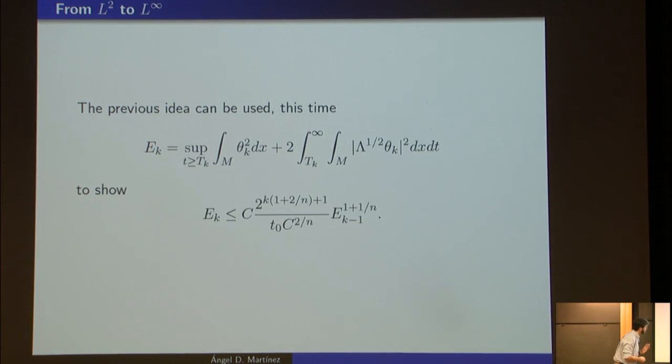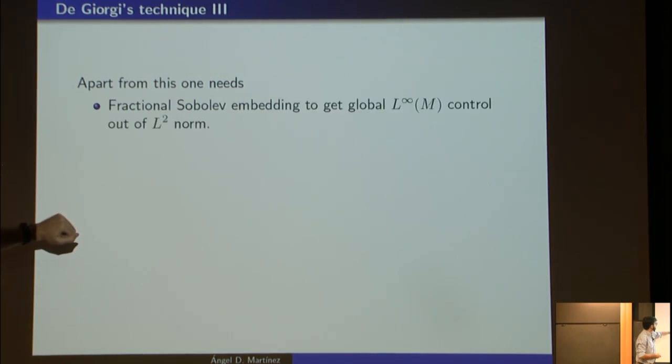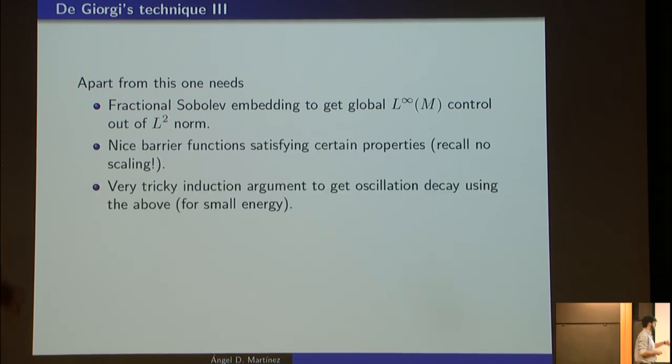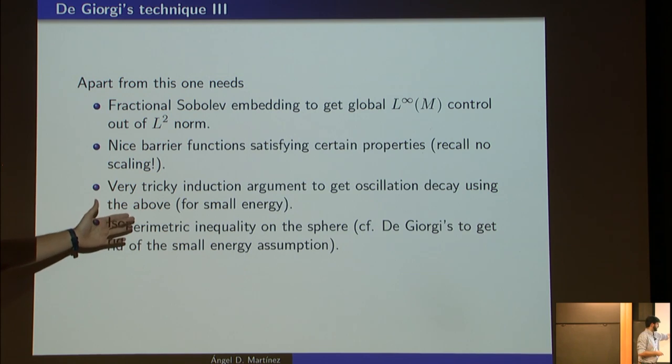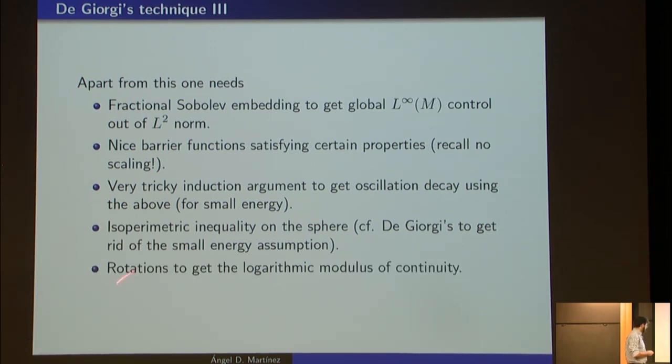Okay. So let me go to a little bit more difficult version, which is using this, and I think I included a slide here. Apparently I didn't include that. So now you can use the fractional embedding, barrier functions, some induction. You have to get rid of the small energy using this supermetric inequality on the sphere, and in the spheres we know that happens at small scales. And then rotations. At some point we will need the rotations. I don't have time to explain that, but maybe later. There is some trick here that uses the rotations.